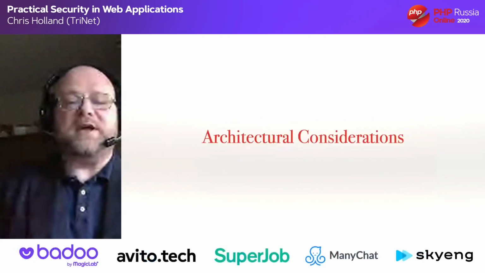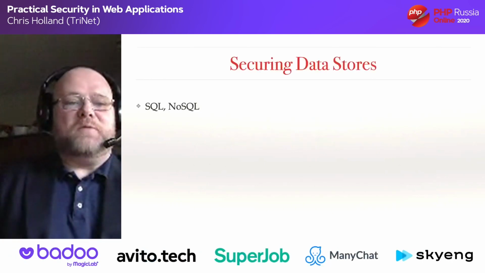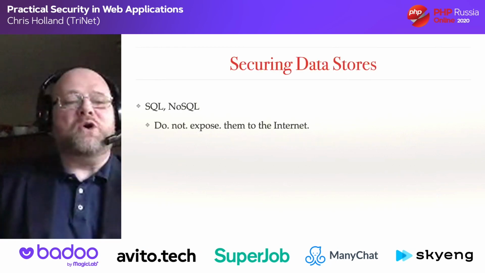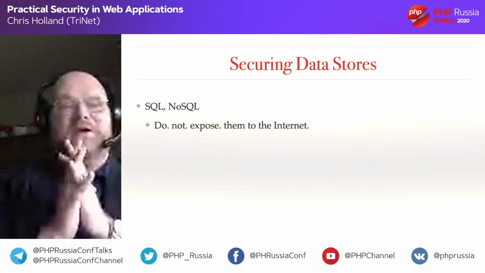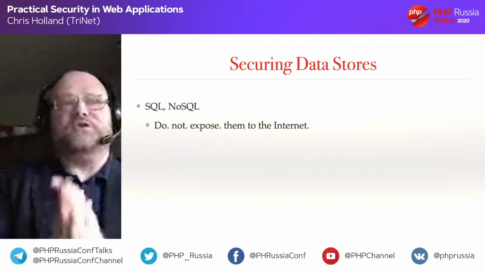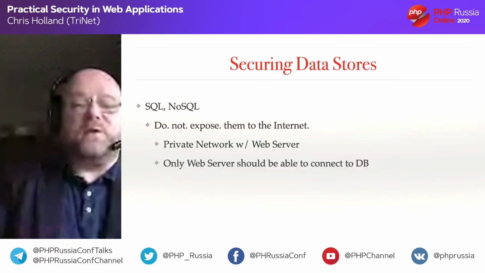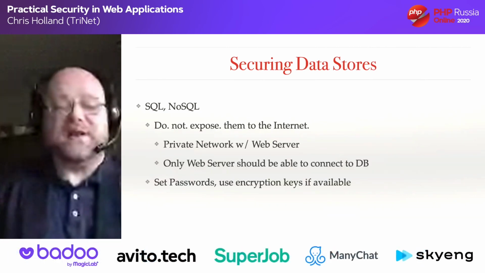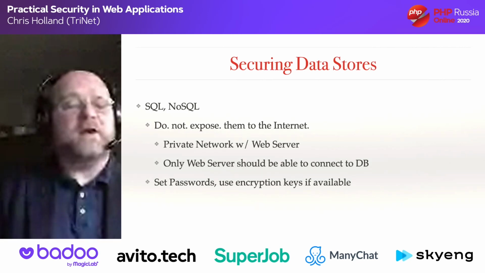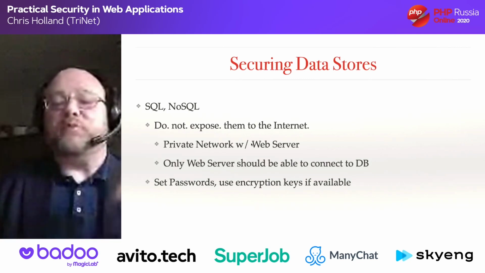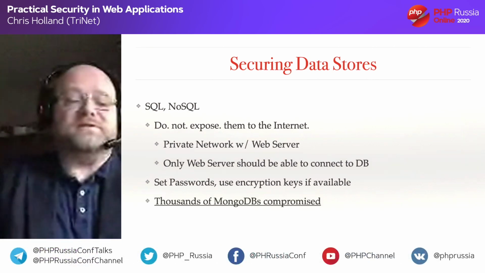All right. Last topic, architectural considerations. Data stores, whether it's SQL or NoSQL, should have no public IP address. If you put a data store on a network, you should not be able to access it from outside of the network. So it should be on a private network with a web server. Only the web server should be able to connect to your database. Definitely, if your data store supports passwords or encryption keys, use them. But the biggest thing is if you don't put them on a public network, then they're not accessible. That's definitely the best first layer of security.